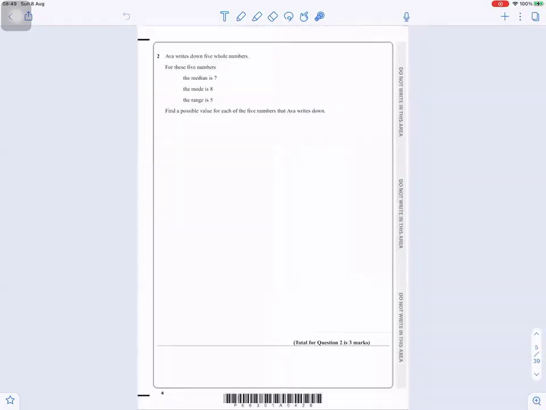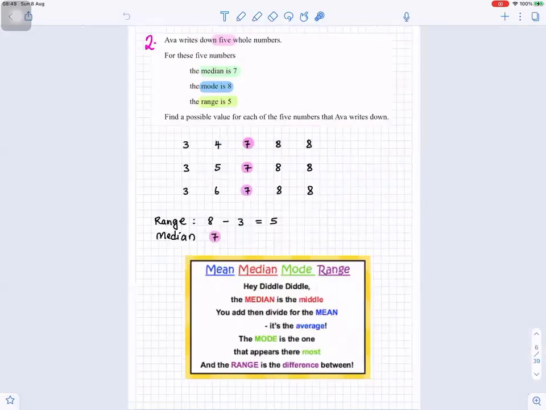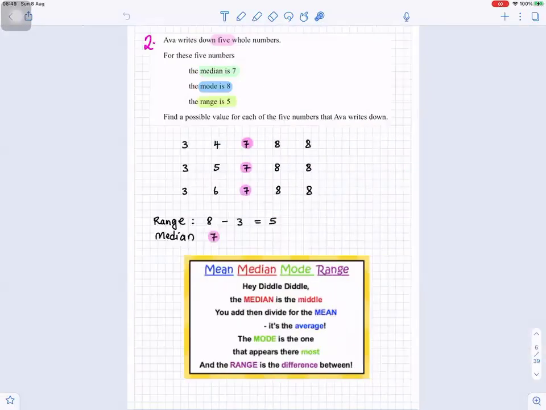Question number 2. Ava writes down 5 whole numbers. For these 5 numbers, the median is 7. The mode is 8. The range is 5. Find the possible value for each of the 5 numbers that Ava writes down.